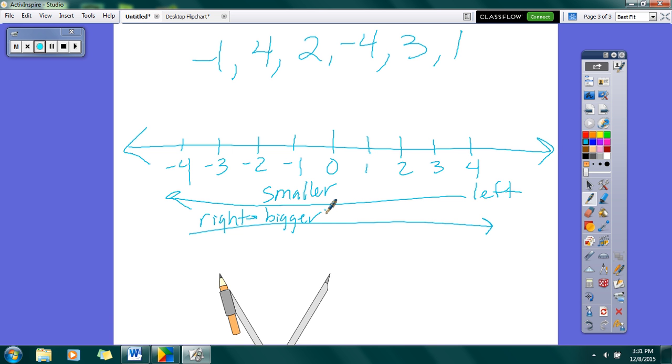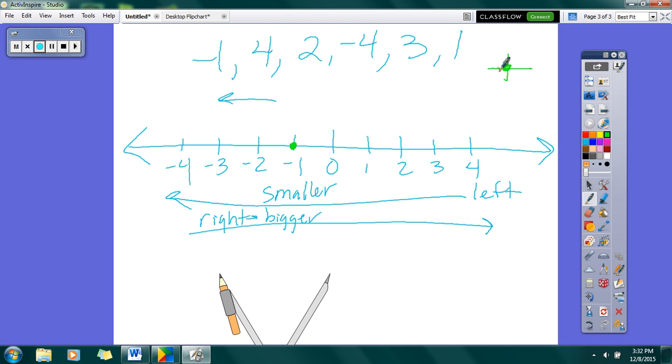Okay? So let's look at -1. I'm going to look for -1. I know I'm in the negative direction on this side, and I know that I'm going to be one space away from 0. So I'm going to look through, and I see that -1 is here. Notice I put my dot in between the cross section and put it right in the middle.